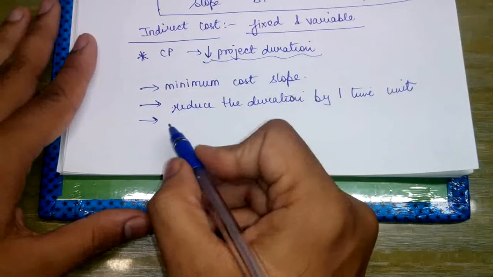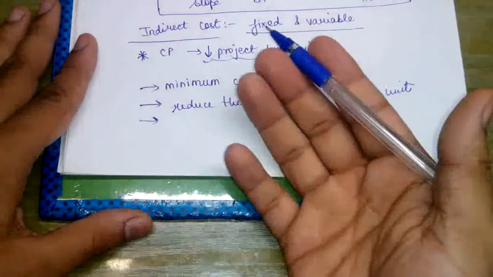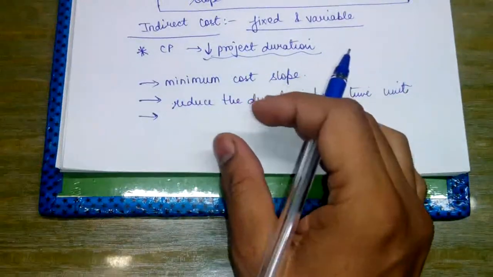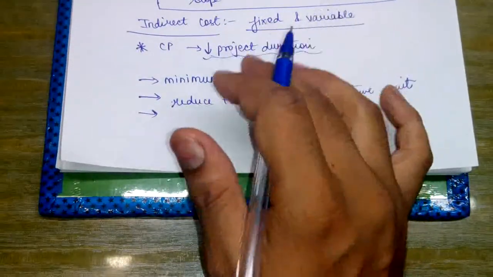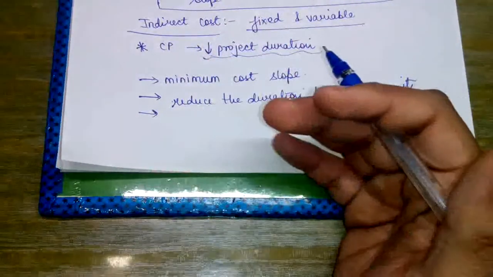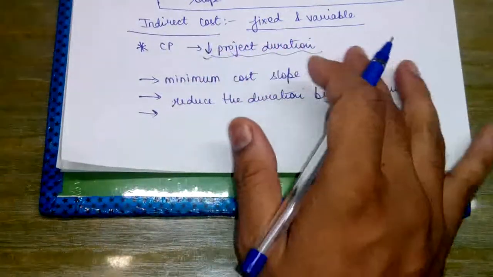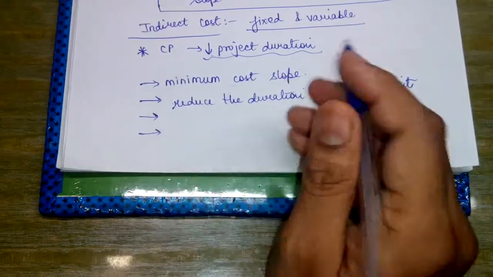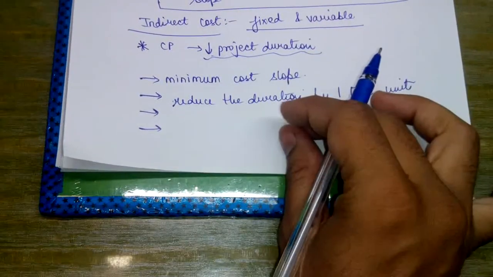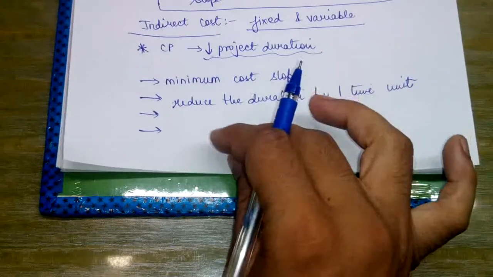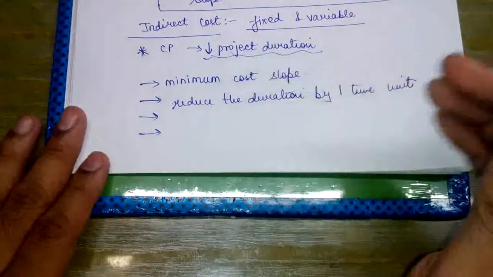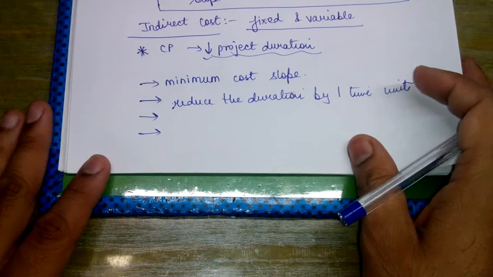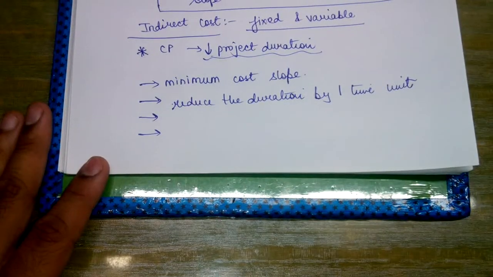Now, the third step is we are going to revise the network diagram by adjusting the time and the cost of the crashed activity again, and we will again find out the critical path, project duration and the cost of project. Fourth step is if the optimum project duration is obtained, then stop, otherwise we will repeat the third step.